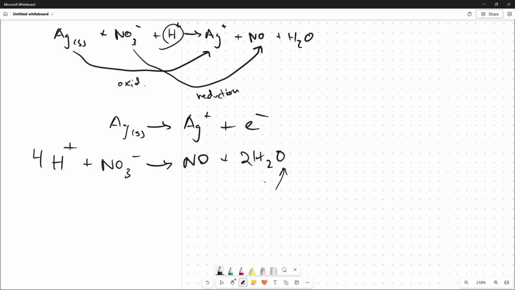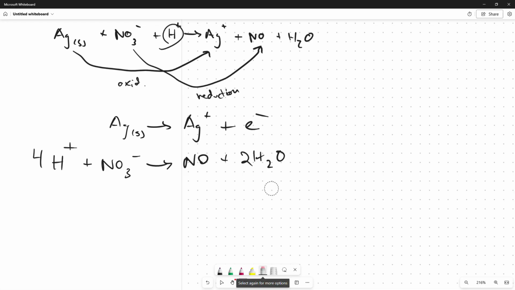So now we have balanced our equation, but we haven't balanced our charges. So here we have 4 plus, and then we have a minus, and then we have 0. So the charge here is going to be 3 plus in total for the entire reaction. Okay. So now to balance that out, we're going to have to add 3 electrons, and that'll remove our charge here.